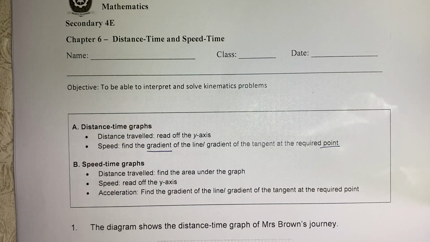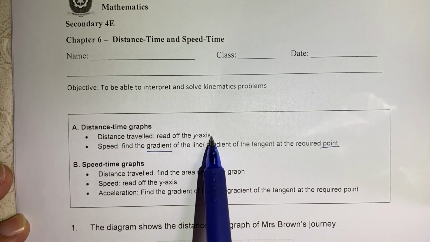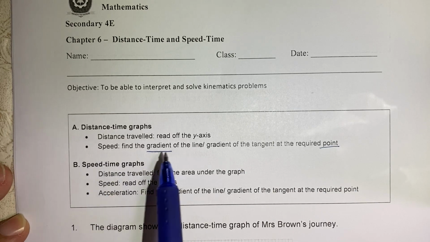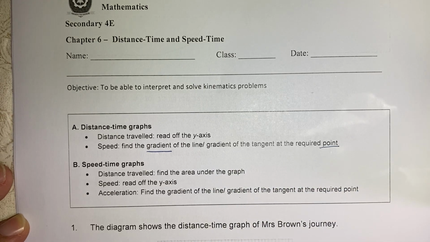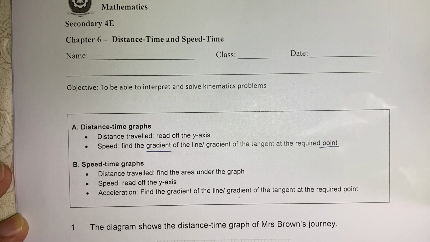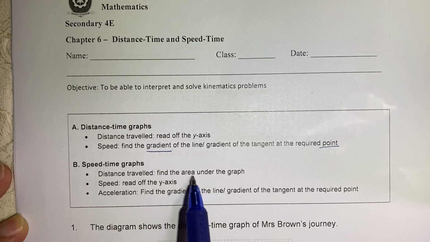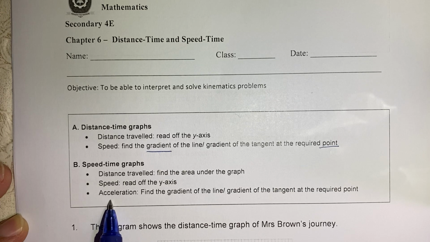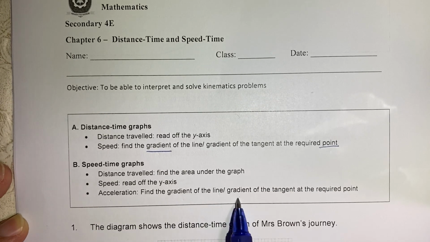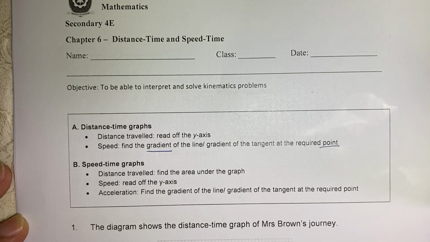I'm going to mention what is A, the distance-time graph, and B, the speed-time graph. For the distance-time graph, we read off the distance from the y-axis, and we find the speed from the gradient of the line or the gradient at the required point. For the speed-time graph, we find the distance traveled. It is the area under the graph, and we read off the speed from the y-axis, and lastly the acceleration we find from the gradient of the line or the gradient of the tangent. This will be illustrated later.